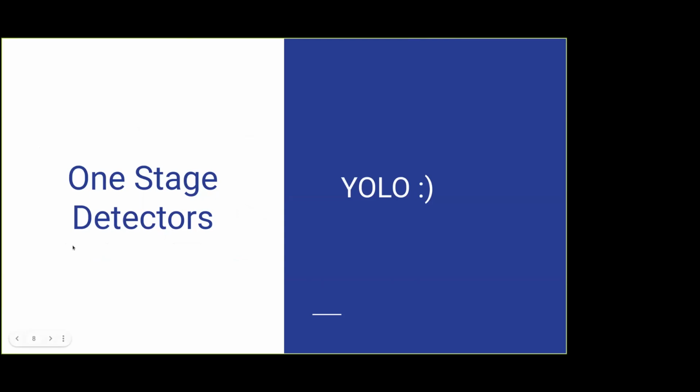The second pipeline is one-stage detectors, which are end-to-end models that can be trained and give the inference in a single run. And it is YOLO: You Only Look Once.